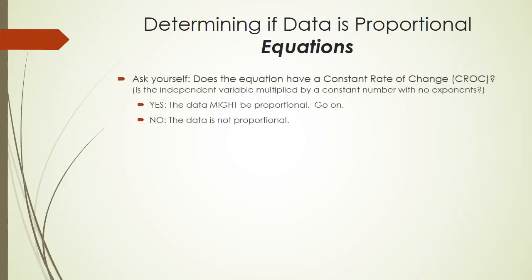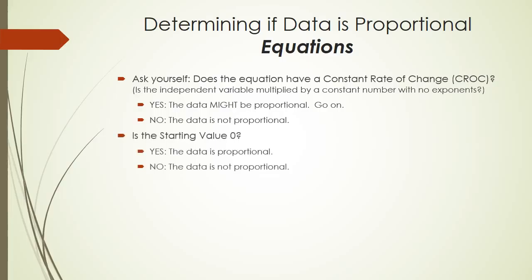The way we check this is we look to see if the independent variable, which is typically an x, is multiplied by a constant number with no exponents. So we have to have multiplication. It has to be a constant, and the exponent has to be 1, meaning that there's no exponent written there. If we say yes to this, then we need to go on to the next question. Our data might be proportional. But if we say no, our data is not proportional, and we can stop our questioning right there.